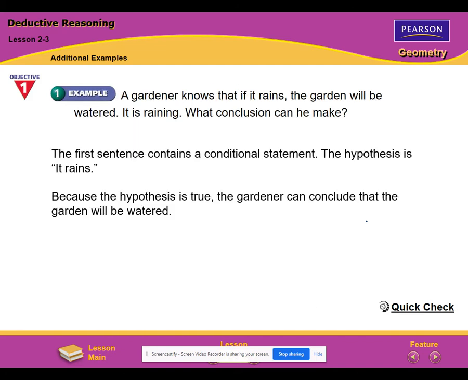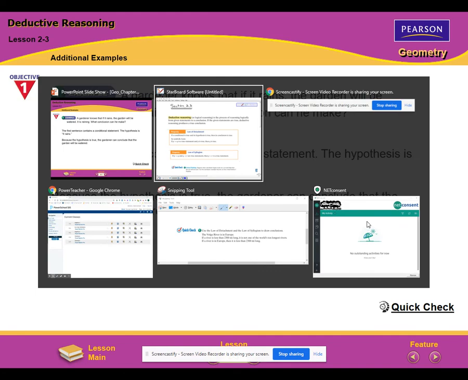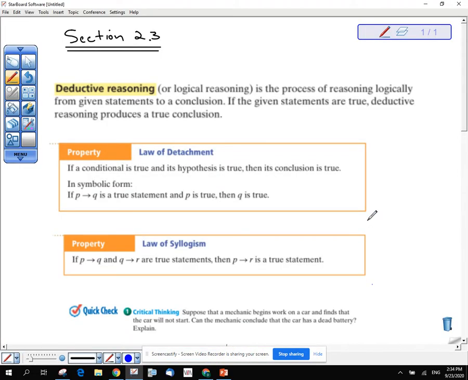Okay, now, with that, look back here at the first quick check down here. Suppose that a mechanic begins work on a car and finds the car will not start. Can the mechanic conclude that the car has a dead battery? Okay, again, logical. No, the mechanic cannot conclude that the car has a dead battery because many students will say, well, because there are other reasons why a car will not start, right?